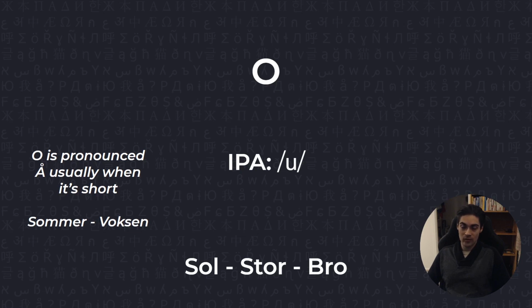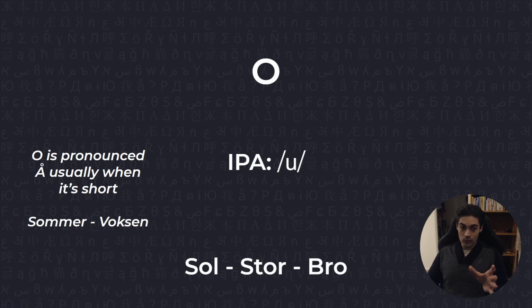Take that O sound, O, and round your lips so it becomes like ooh. You can also take, for example, wow. That is basically oo, ah, ooh, wow. When you end on that oo, that's the sound we want. We got words like sol, sun, stor, big, and bro, bridge.